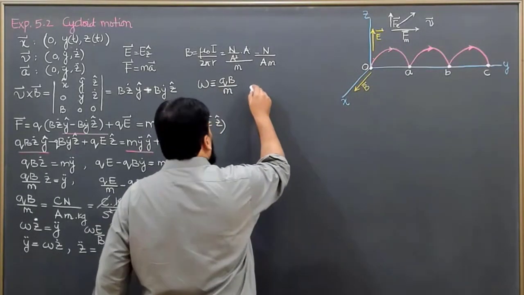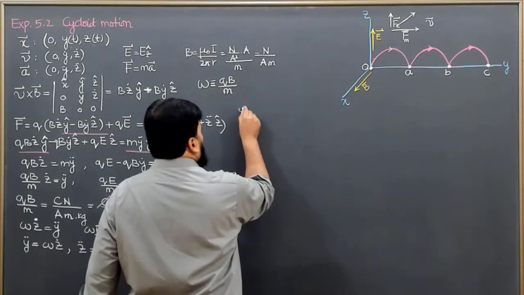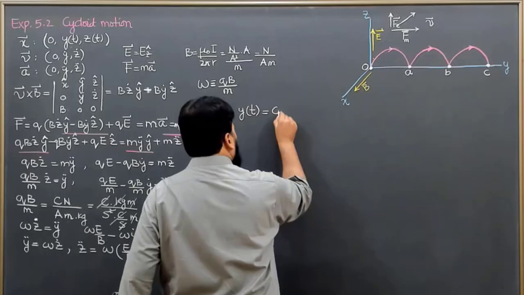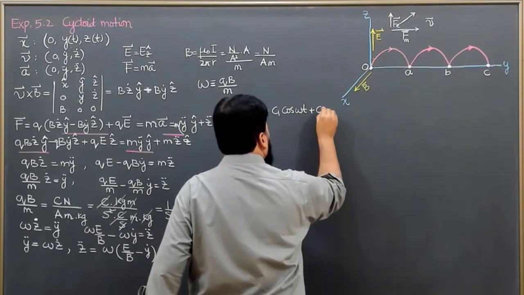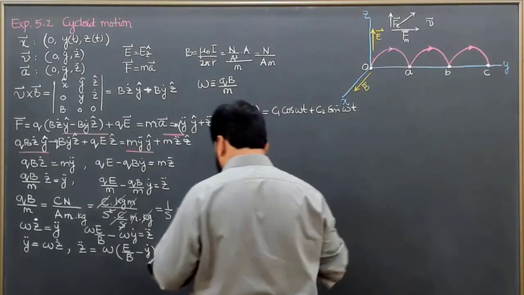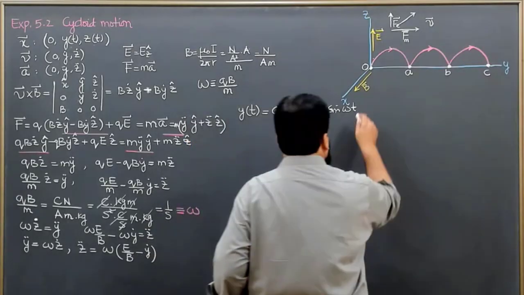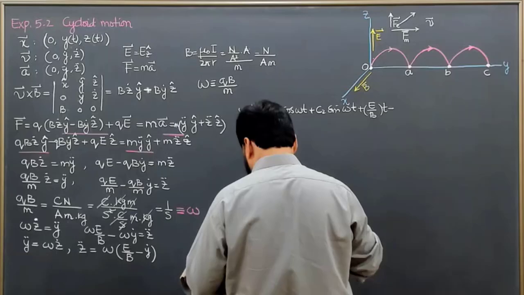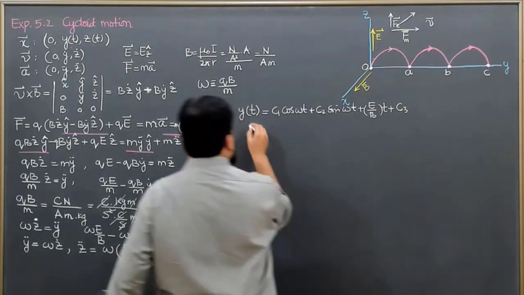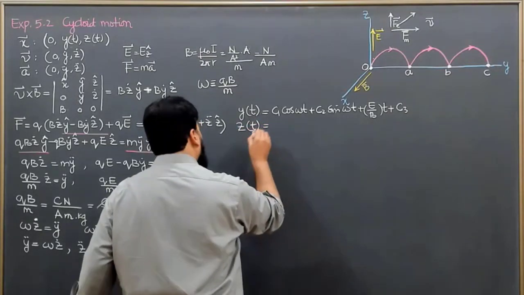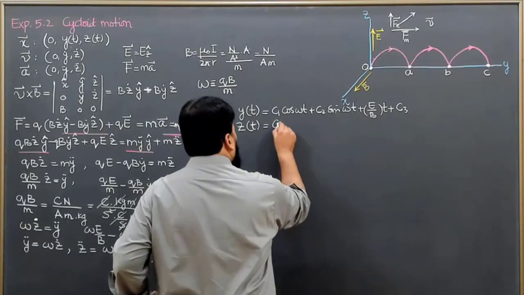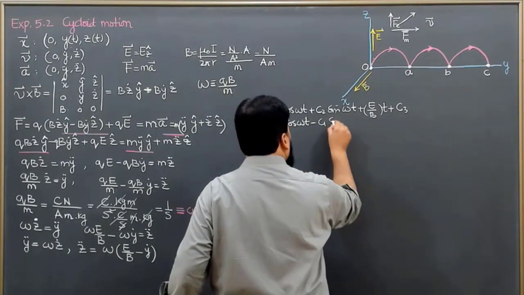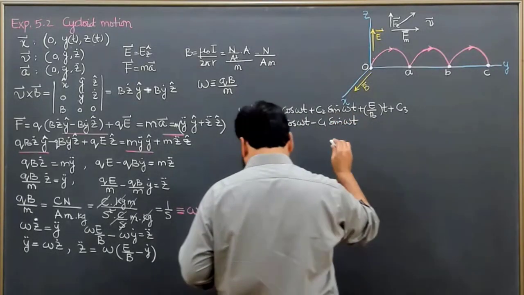So the solution y of t will come out to be c1 cos omega t plus c2 sin omega t, plus E over B times t plus c3, and z of t will come out to be c2 cos omega t minus c1 sin omega t and plus c4.